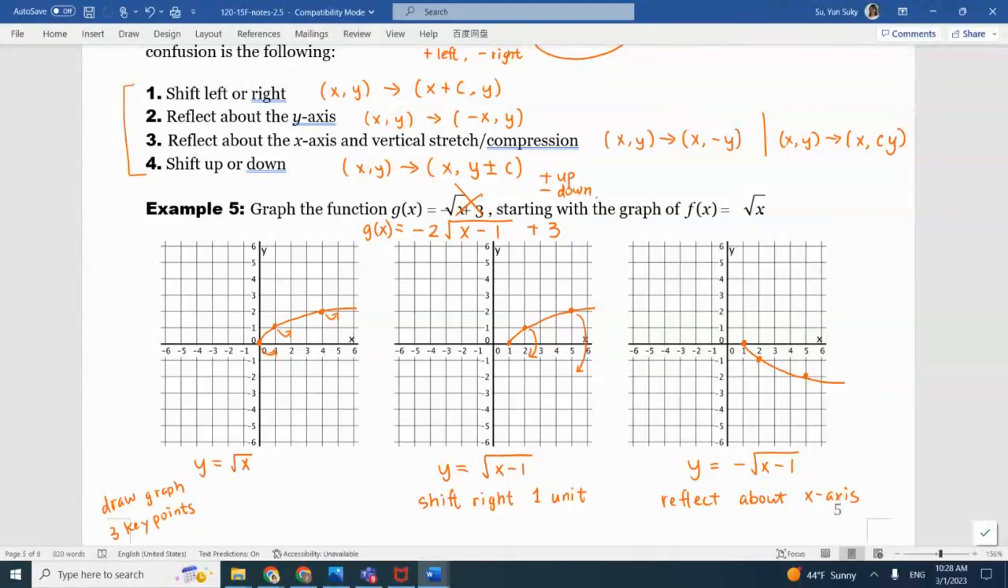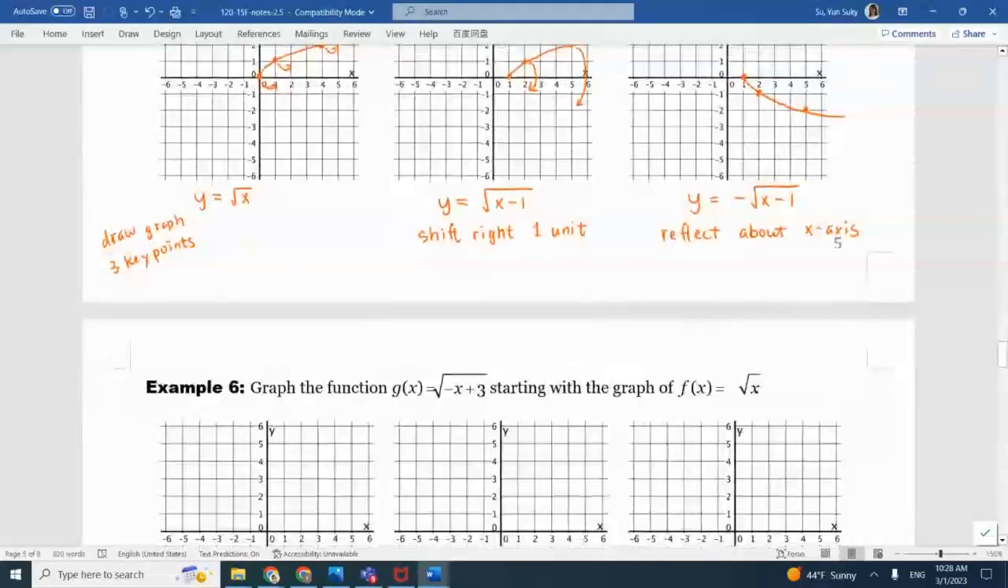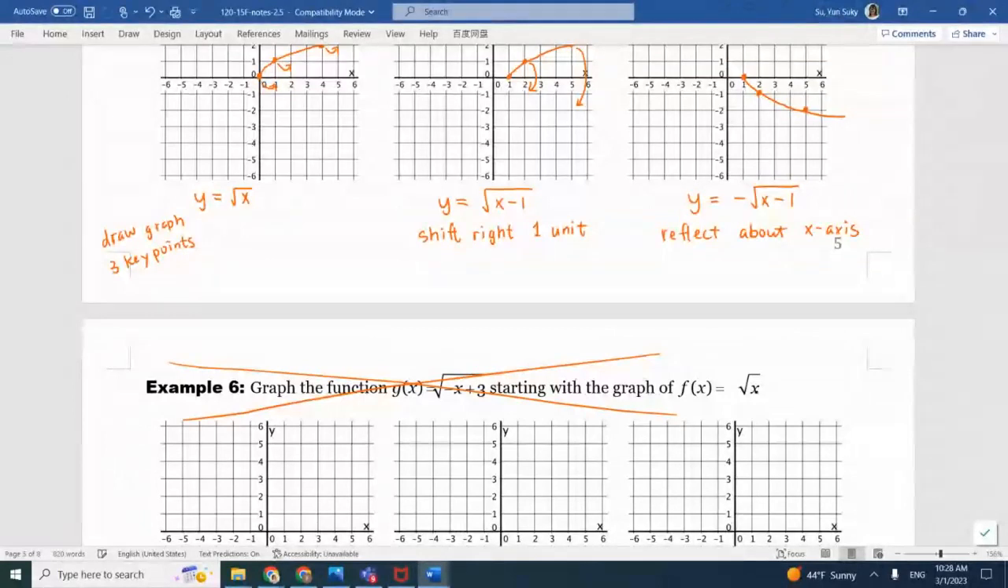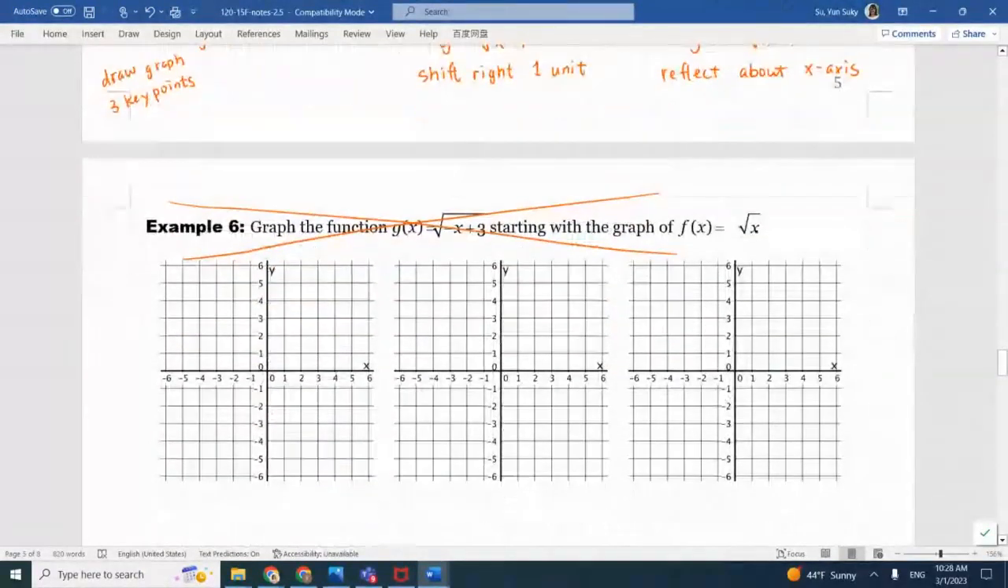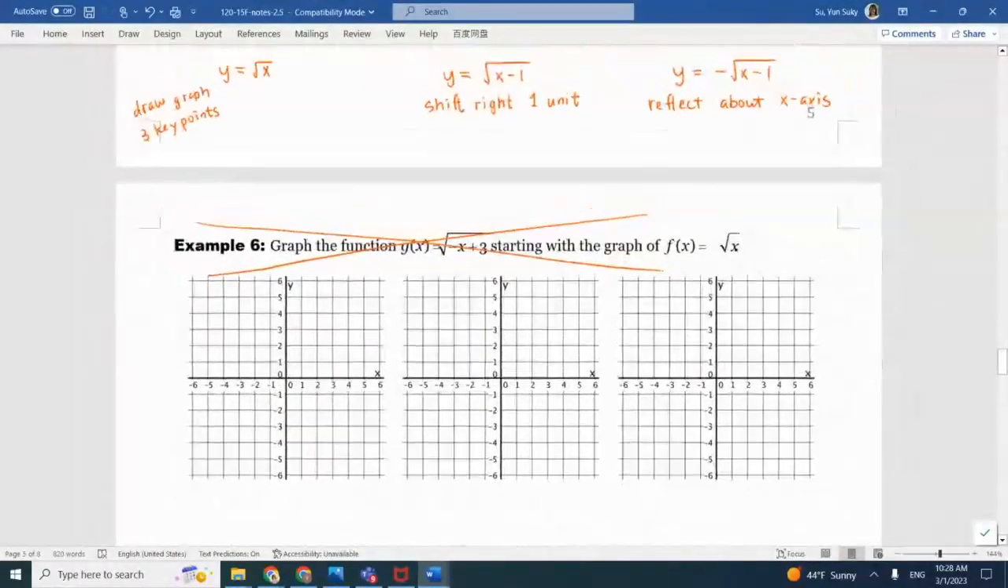Do we have vertical stretch or compression? Do you have a number multiplied by the whole thing? Yes. Do you see the 2? Okay, so we have this. Right? The next step. Do you have a number multiplied by the whole thing? Yes, that's the 2. So, yeah, I kind of combine example 5 and 6 to make a more complicated example. So, let's continue.